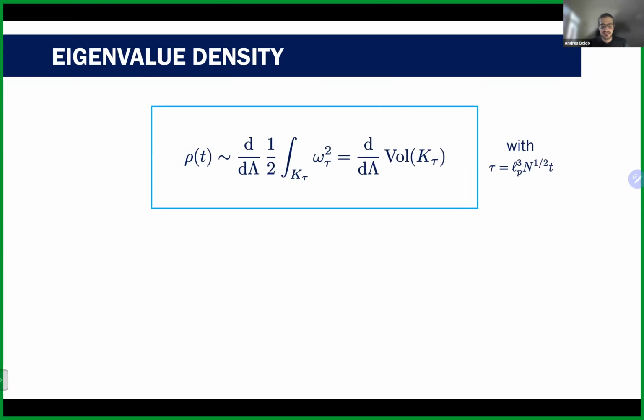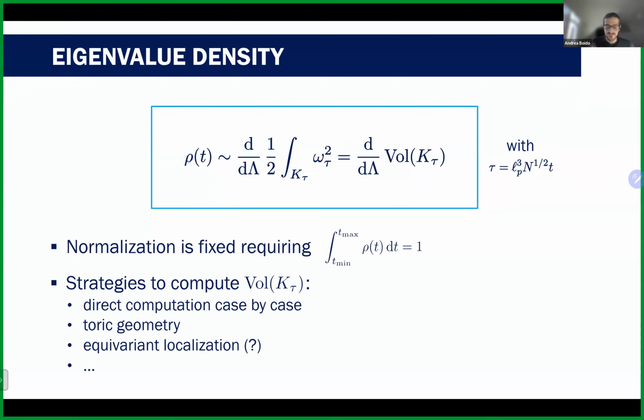And to recover the linearity in tau, it turns out that you need to take a derivative with respect to this parameter lambda that I introduced before to deform the Kähler form. So this is the final formula that we found. You take the derivative with respect to lambda of this integral, and this integral is nothing but the volume of the symplectic quotient. I'm not writing equal, I'm writing sim, because you need to fix the normalization by requiring that this density integrates to 1.